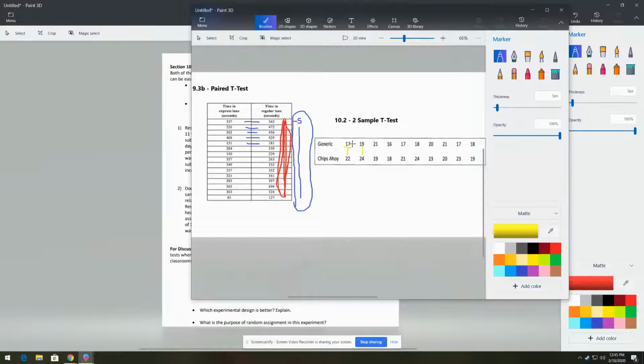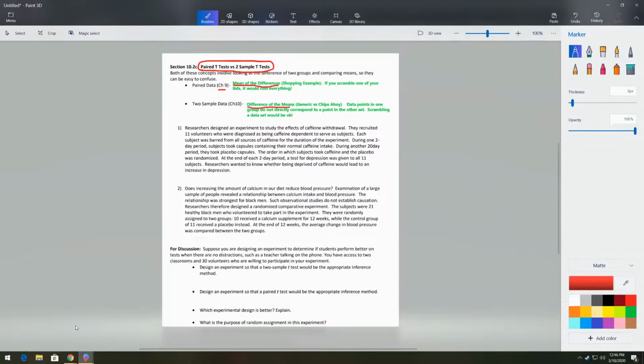This just happened to be my first generic cookie. This was my first Chips Ahoy cookie. But if I took my Chips Ahoy numbers, for example, and I mixed them all up, I would still be okay. It's not the fact that this number goes directly with this number, it's just how it worked out. So if you can scramble a list and still be okay and not have ruined your problem, you're looking at a two-sample t-test instead of a paired t-test. So that is how you can keep the two straight.